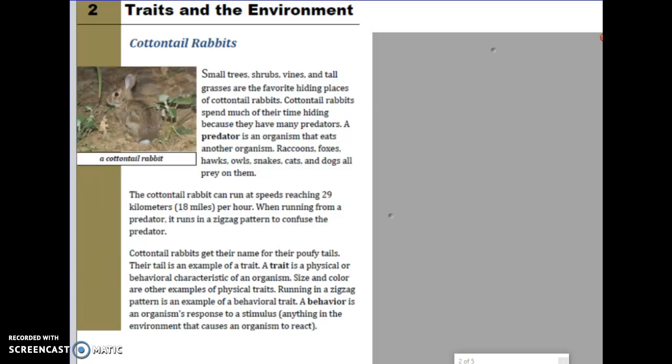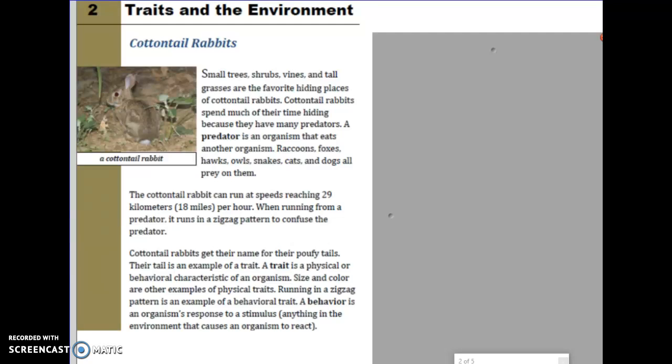The cottontail rabbit can run at speeds reaching 29 kilometers, 18 miles per hour. When running from a predator, it runs in a zigzag pattern to confuse the predator. Cottontail rabbits get their name from their poofy tails. Their tail is an example of a trait.